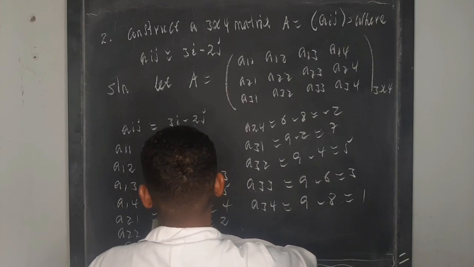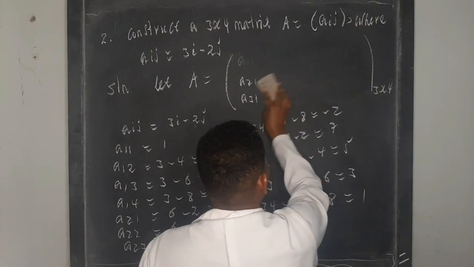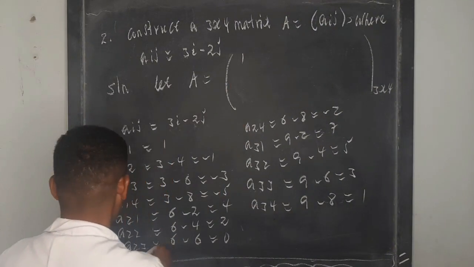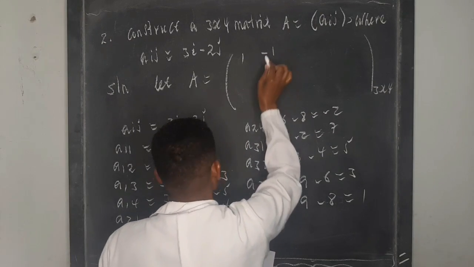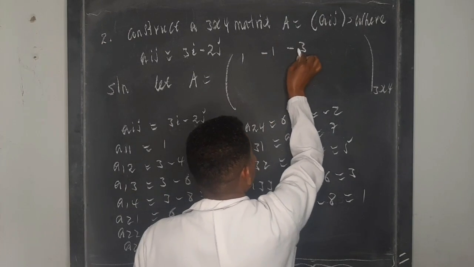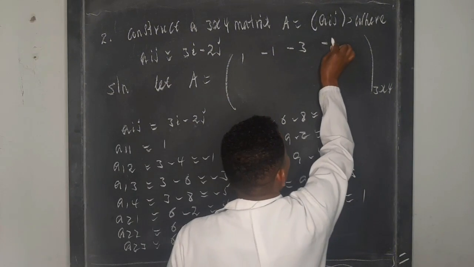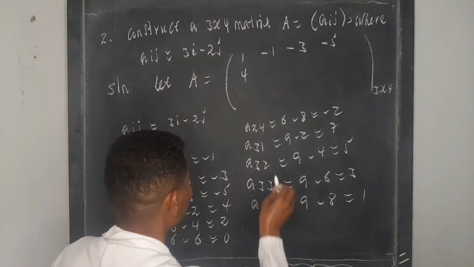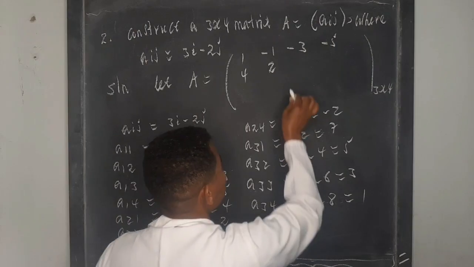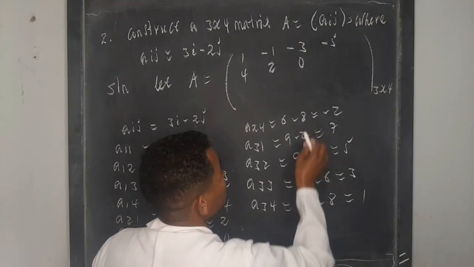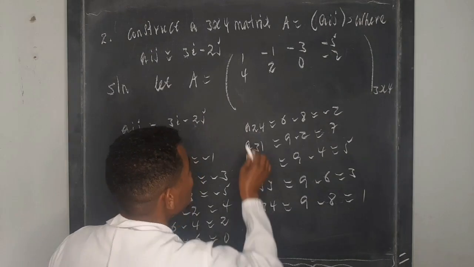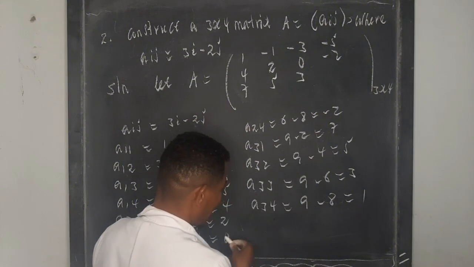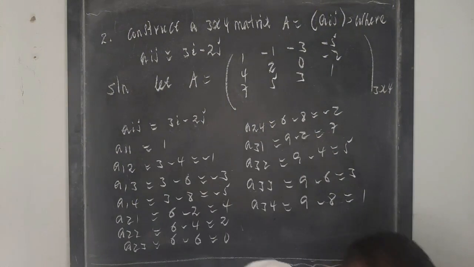So the matrix is: a11 which is 1, a12 which is minus 1, a13 which is minus 3, a14 which is minus 5, a21 which is 4, a22 which is 2, a23 which is 0, a24 which is minus 2, a31 which is 7, a32 which is 5, a33 which is 3, a34 which is 1.